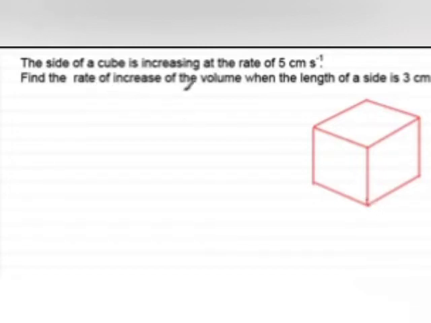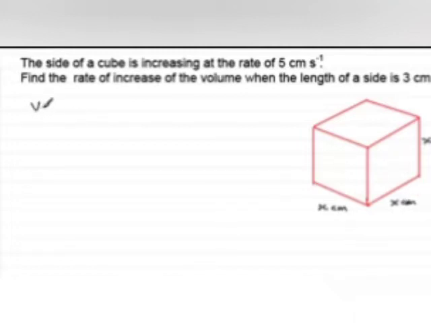So let's quickly make a sketch. We have a cube on the board. Of course, we know what a cube looks like. A cube has all its sides equal as against a cuboid. So let's assume the length of the sides are labeled x centimeters, x centimeters, x centimeters, as we see on the screen, just to depict the cube we are talking about. The side of a cube is increasing at the rate of 5 centimeters per second.